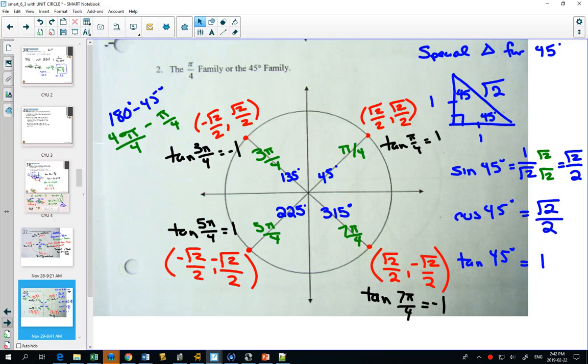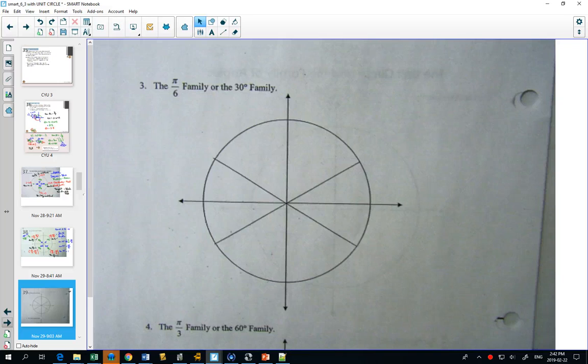Our next family is the pi over 6 family. So what's going to happen now, pi over 6 or 30 degrees. I'm going to write the first one, 30 degrees. Then you have a 10-second head start to do the others in degrees. Go.